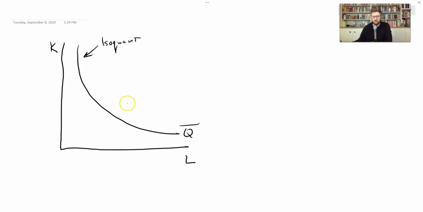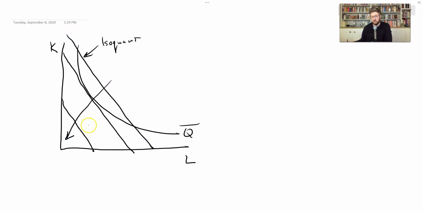We've got the isoquant, which is all the combinations of K and L that produce Q bar. And then we have isocost curves, right? These are all the lines where the combinations of capital and labor cost the same. We're trying to find the isocost curve that's closest to the origin but still intersects somewhere with this isoquant, because we need to have at least this many.